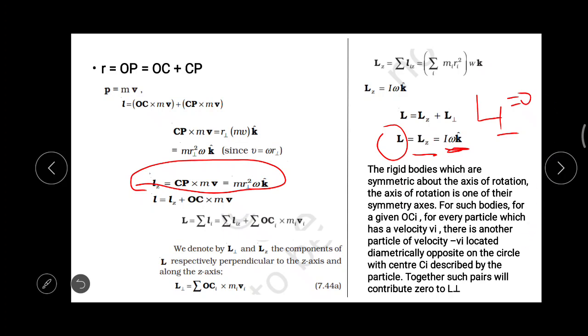Rigid bodies which are symmetric about the axis of rotation, that is, the axis of rotation is one of their symmetry axes. For such bodies, for every particle which has velocity Vi, there exists, on the opposite side, a particle which has velocity minus Vi. So their velocities will cancel each other, and as a result the angular momentum value for the perpendicular component will always be 0.